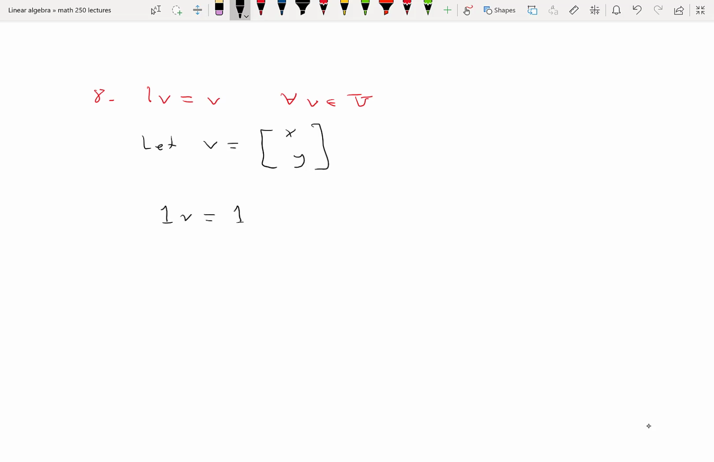1 times V equals 1 times the column vector XY. By our definition of scalar multiplication of a matrix, this is the column vector 1x, 1y. Real numbers: 1 times a real number is the same real number, so 1 times x is x, 1 times y is y, this is V. This shows that the xy plane forms a vector space.